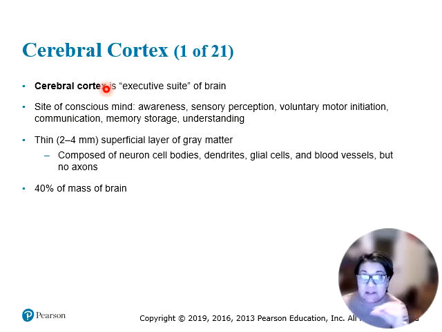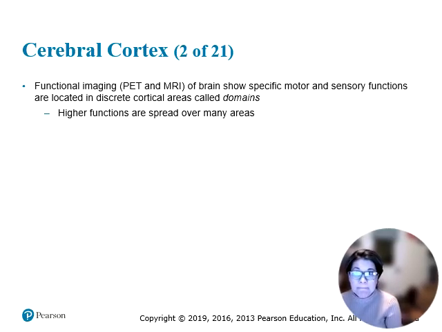The cerebral cortex is just the outside, though. Cortex means outside, right? So that's your 2 to 4 millimeters of gray matter on the outside. And remember, it's gray matter because it has a lot of cell bodies and dendrites, but no axons, because the axons are fatty, so they're white. So this is 40% of the brain.